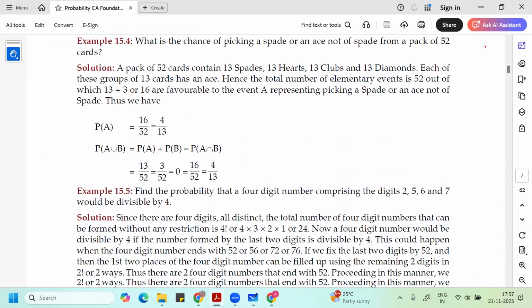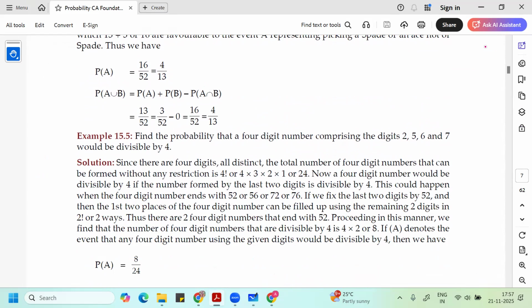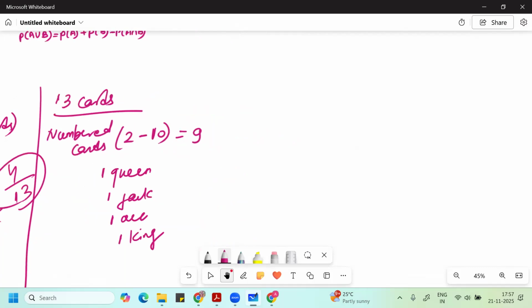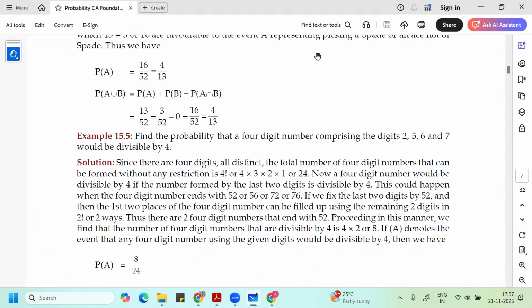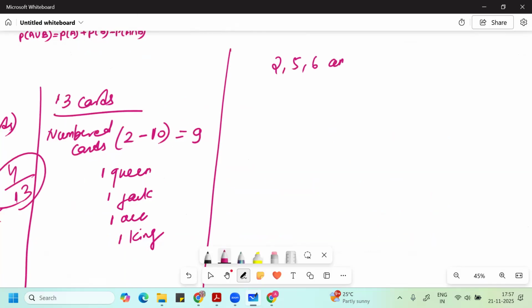Next question: what is the probability that a four-digit number comprised of digits 2, 5, 6, and 7 would be divisible by 4? You're creating a four-digit number by using 2, 5, 6, and 7. So the total outcome would be 4 factorial, total 24 outcomes.